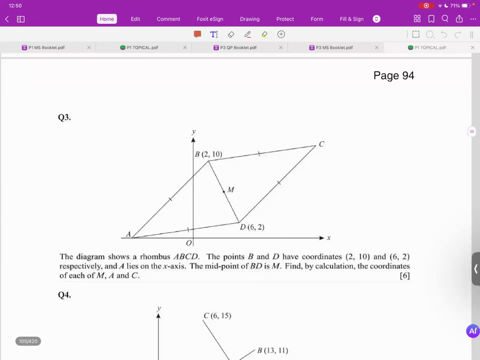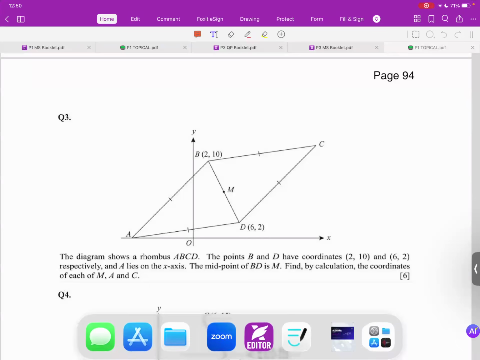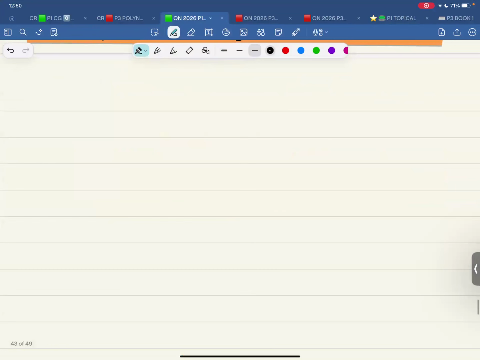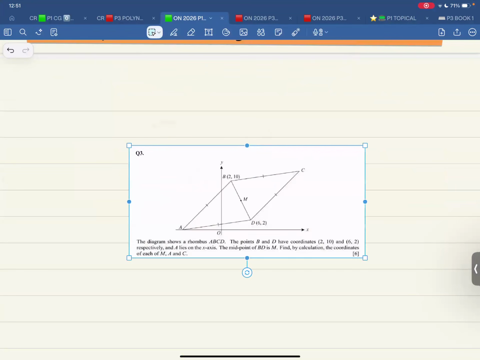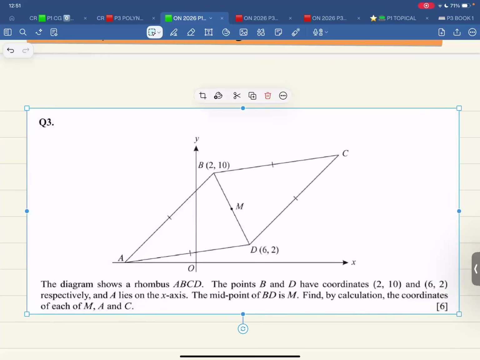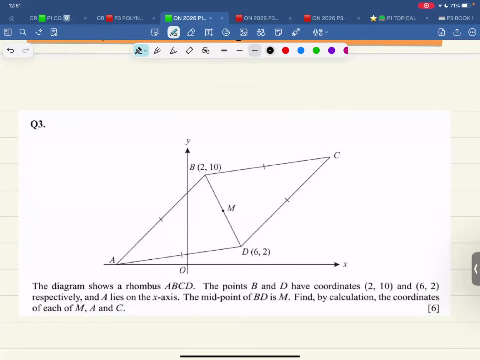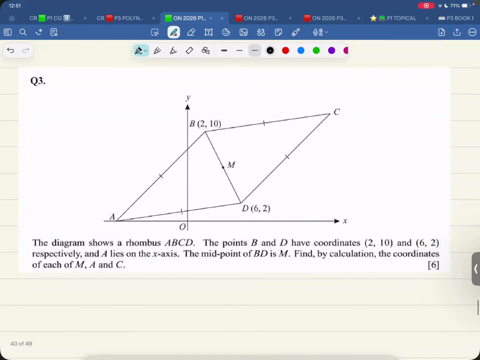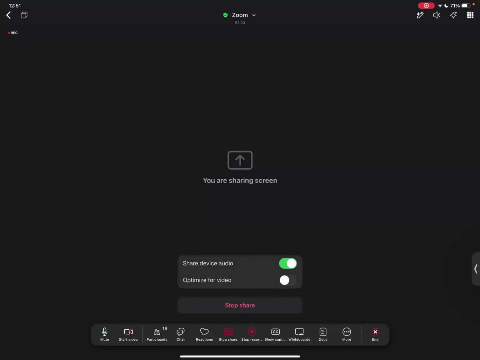Now, let me send this image also to you to have a look. Now, what I want you to do is try out the question for 6 minutes, and then I'll give you the solution. 5 minutes, 6 minutes, try it out.